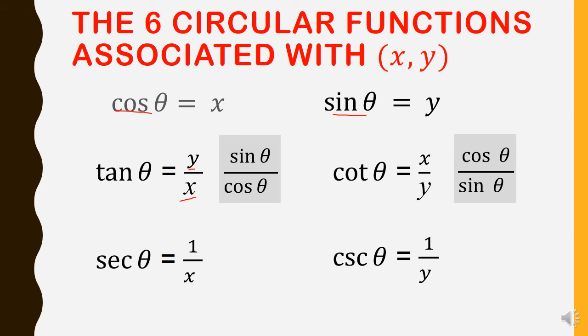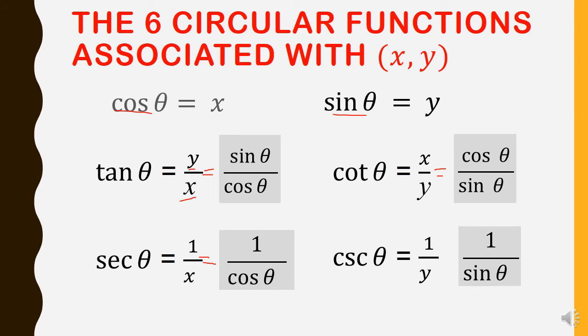Okay. And then for the secant theta, this is equal to just the reciprocal of cosine. So this will be equal to 1 over cosine theta. Okay. Let's formally write this as equal, equal, equal. Okay. And then finally for cosecant theta, being the reciprocal of the y function, which is the sine theta, this will be equal to 1 over sine theta.